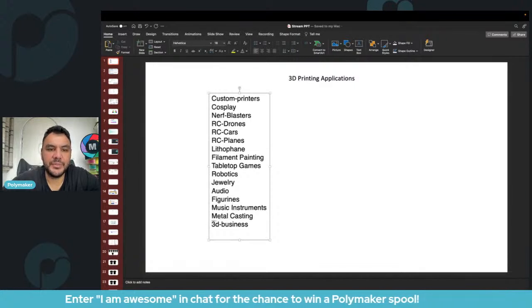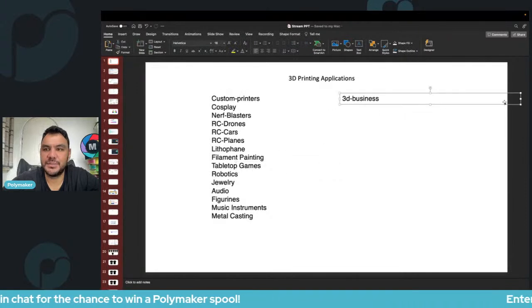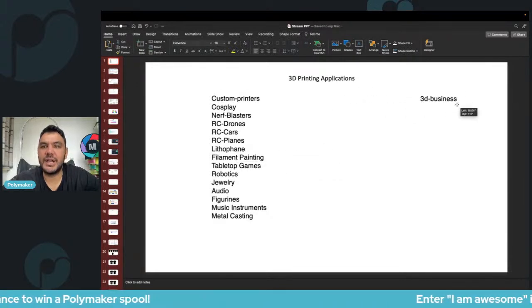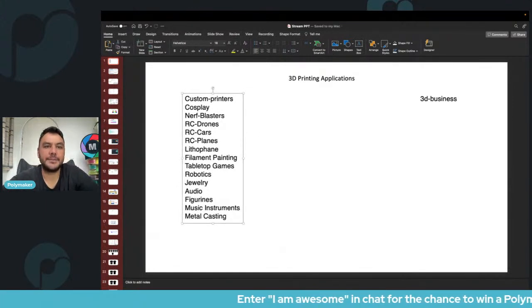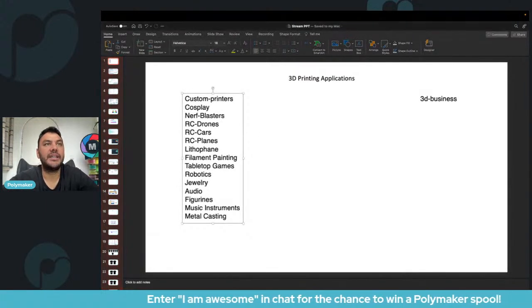Metal casting, 3D printing business. I mean, it is kind of an application, but let's put it this way. So how about that? Let me show you a little bit how I segmented the application before, my segmentation. Let me show you.